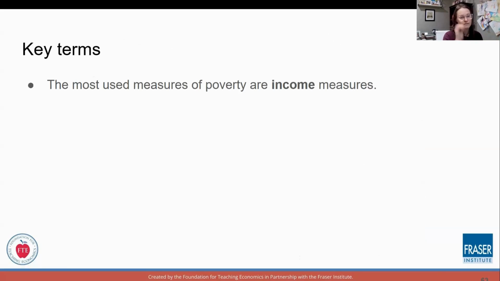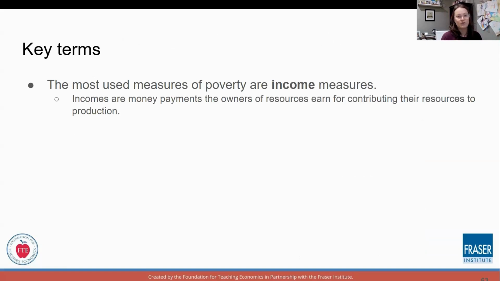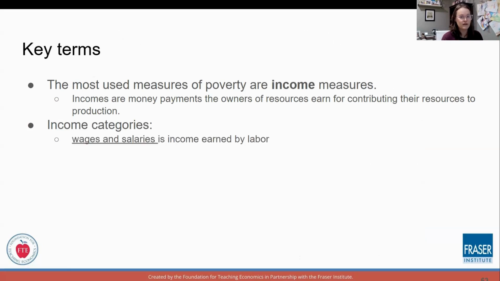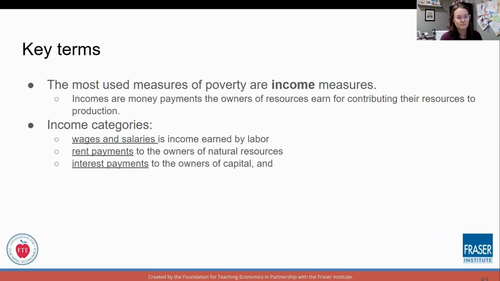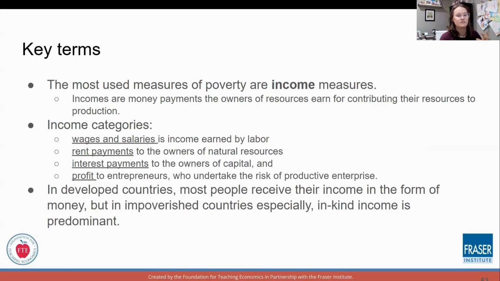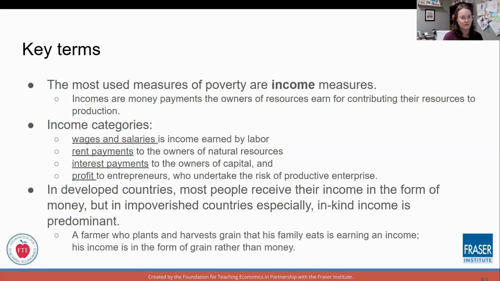So some key terms just to make sure we're all in the same language. The most used measure of poverty is income. So we're measuring the money owners of resources earn for contributing their resources. Maybe it's wages and salaries, maybe it's rent payments to people who own natural resources, or interest payments, right? Profit to entrepreneurs. These are what we're talking about with income. In developed countries, most people receive their income in the form of money, but in impoverished or developing countries, there's a lot more in-kind income. So we've got to keep that in mind.